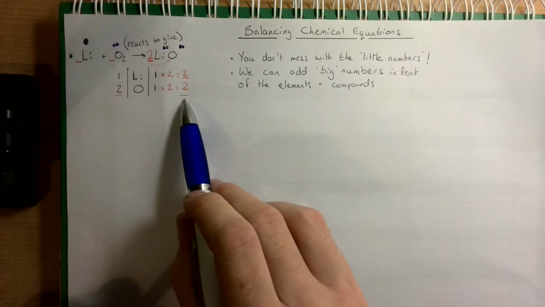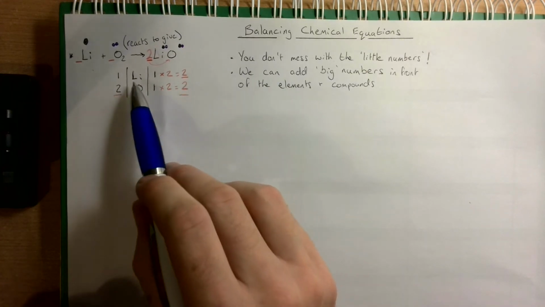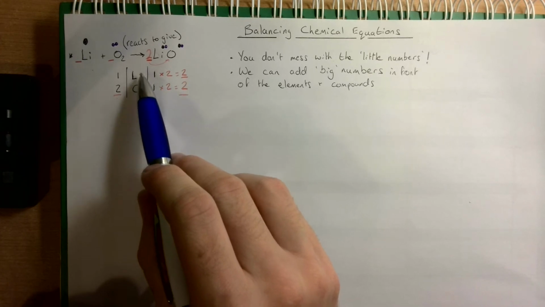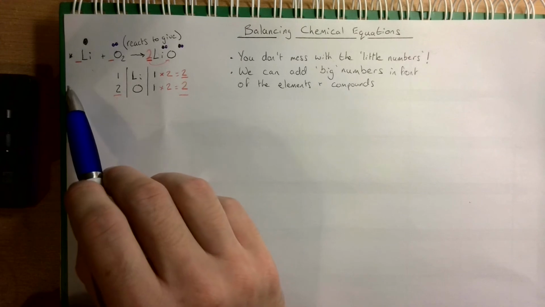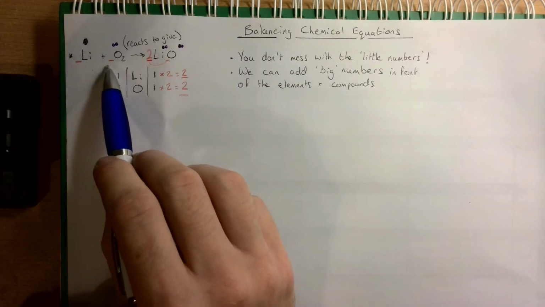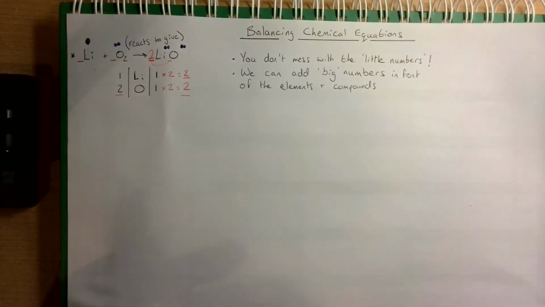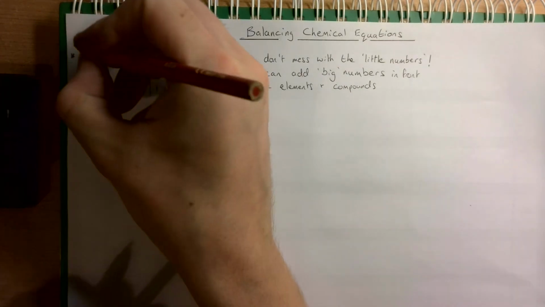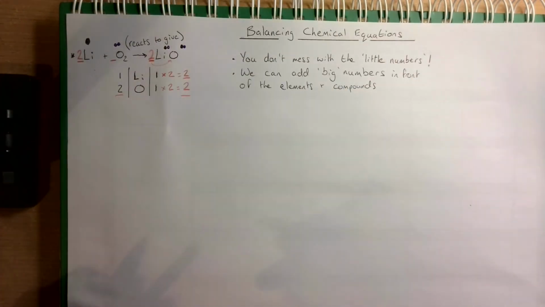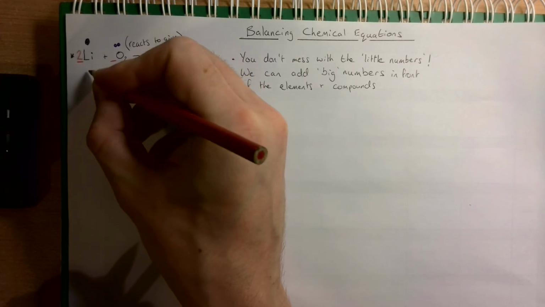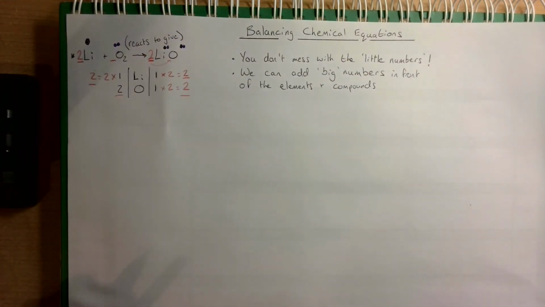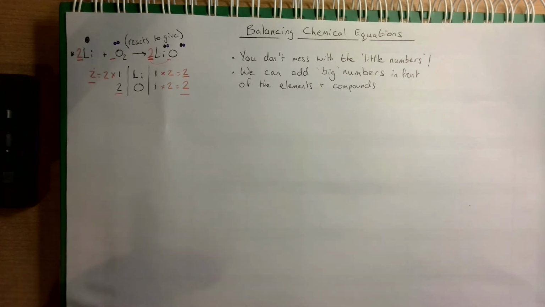We've now balanced our oxygen, 2 and 2, but we've got an extra lithium. So I'm going to have to look over to the left side of the equation. There's 2 places I could put a number. The oxygens are already balanced, so I think I'll put a number in front of the lithium. I'll put a number 2, and again 2 times 1 equals 2. Now I've got a balanced equation.